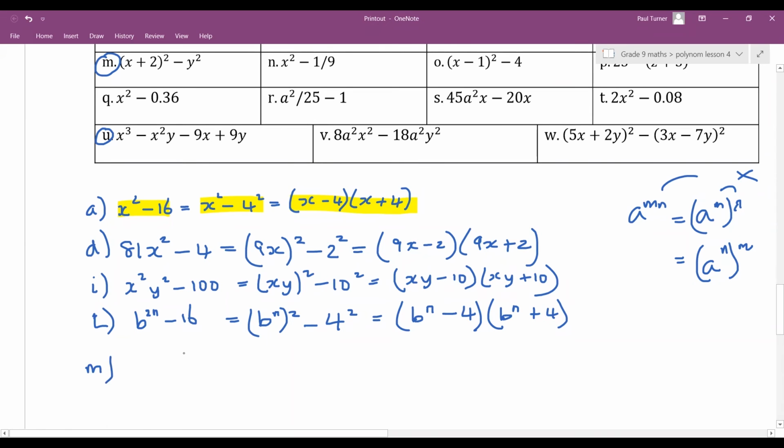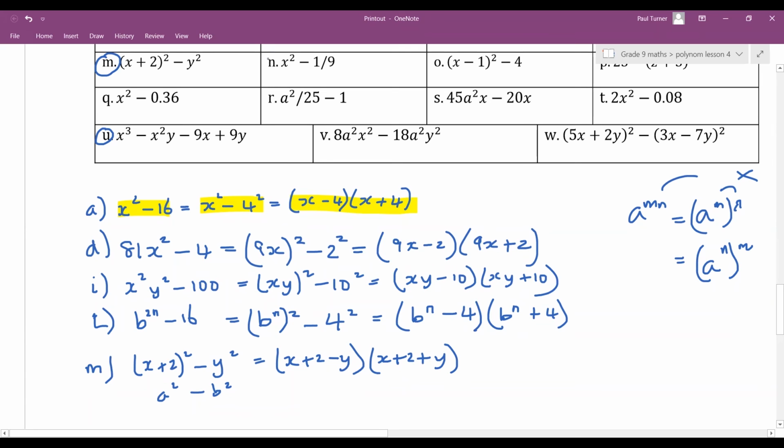We've got x plus 2 squared. It's already a power of 2, so don't expand it. We already have the correct form, a squared minus b squared here. So that would give you a minus b, so x plus 2 minus y, and then a plus b, x plus 2 plus y. Like that. There's nothing else you can do there. These numbers are different. Okay, so you leave it like that.